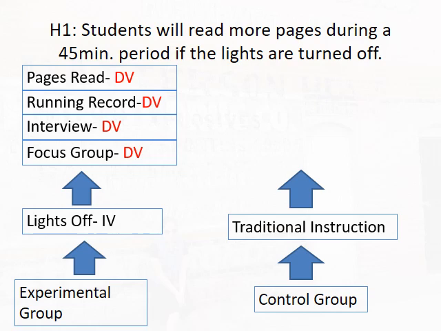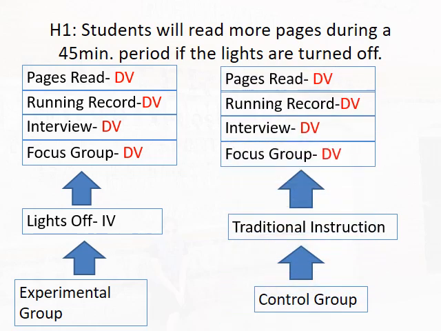So I am now measuring the number of pages read. I'm now doing a running record to measure comprehension and fluency. Maybe I'll throw an interview in there because I want to know how the kids felt about having the lights off. It's kind of interesting, so I want to know what they thought about it. And finally, for that last dependent variable, I now am going to do something called a focus group, which we'll talk about in just a couple of slides. What's important to know for right now, para ahora mismito, is that your four measures are going to determine whether the lights off or lights on produced a better reader or a more accurate reader. And we're going to begin to look at this experiment from one, two, three, four different viewpoints.